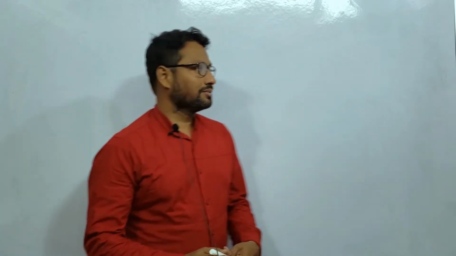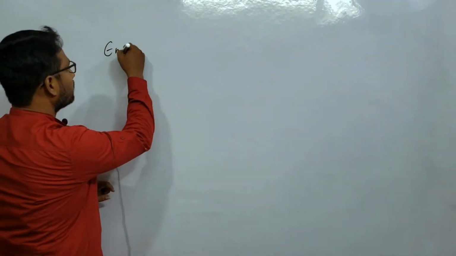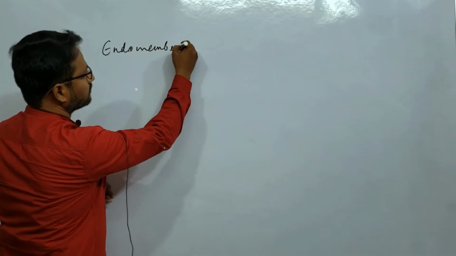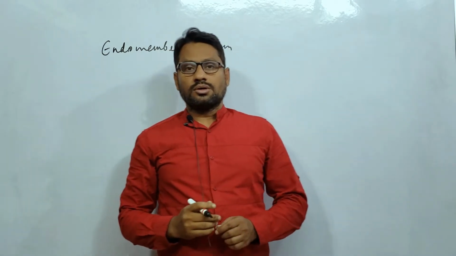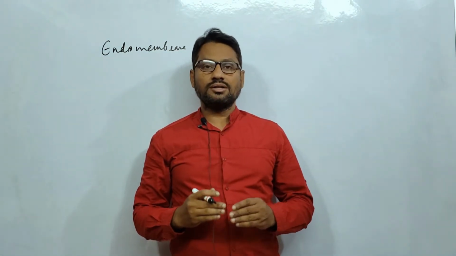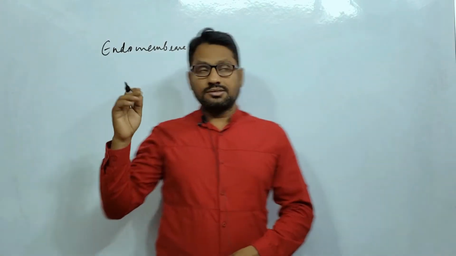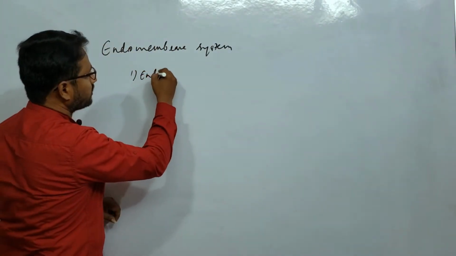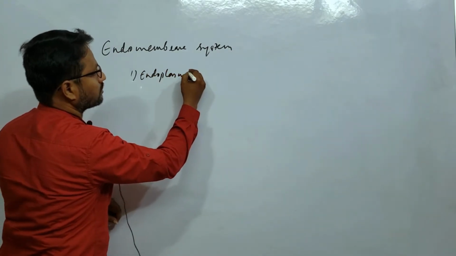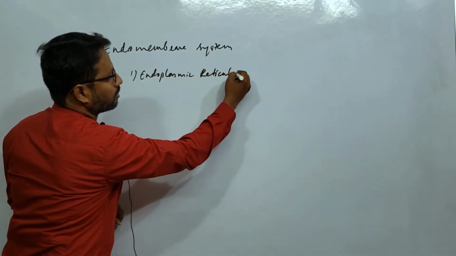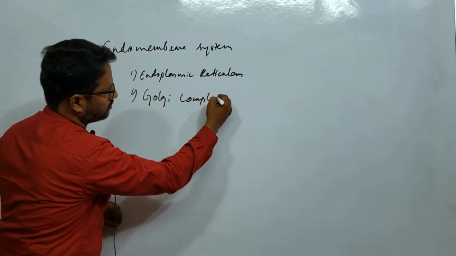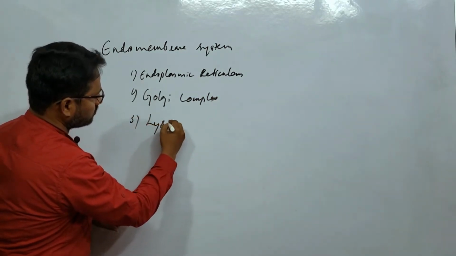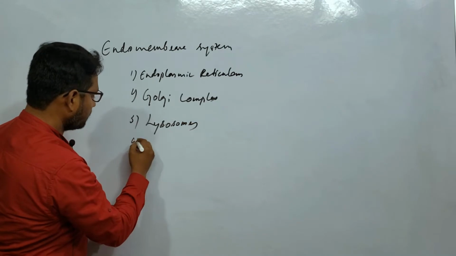Welcome to Educon. In this session, we will learn about the endomembrane system in eukaryotic cells. In the endomembrane system, we have four organelles whose functions are coordinated. One is endoplasmic reticulum, another is Golgi complex, lysosomes and vacuoles.